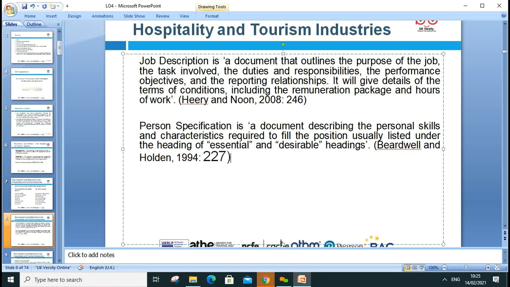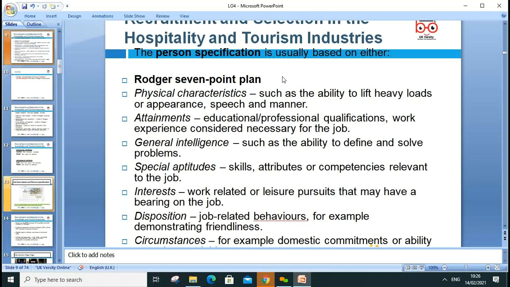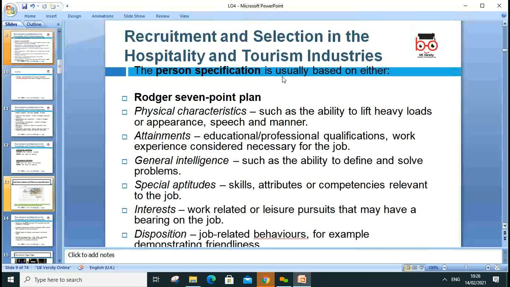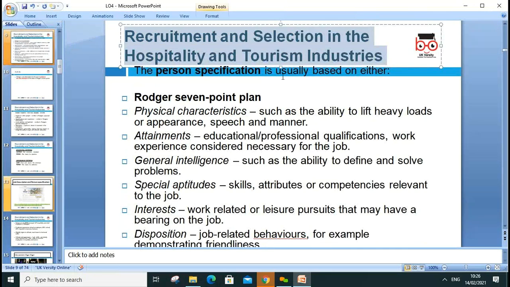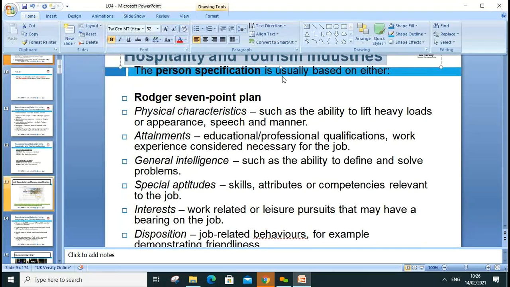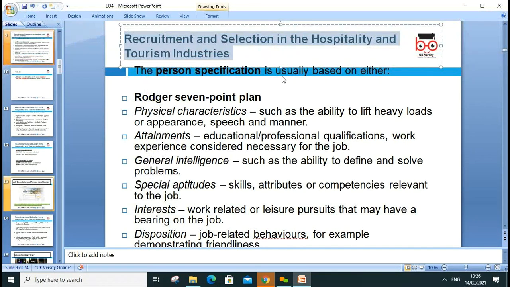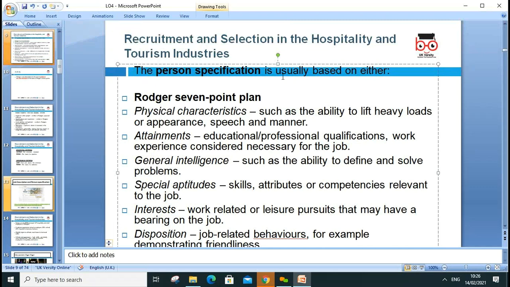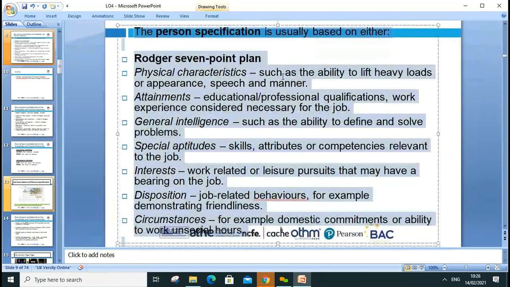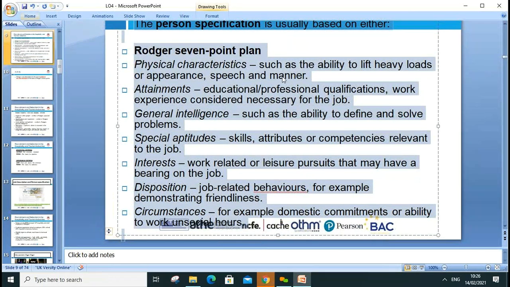A personal specification is a document describing the personal skills and characteristics required to fill the position, usually listed under the headings of essential and desirable. That's the crucial thing. Let's look at what the personal specification can be.